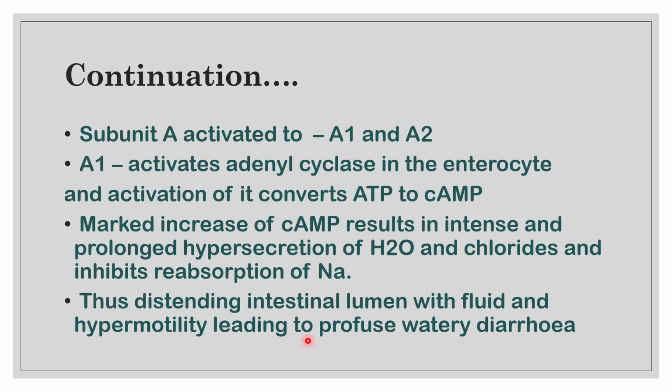So subunit A is again activated to A1 and A2. So A1 again activates adenyl cyclase in the enterocyte, and activation of it converts ATP to cAMP. And as there is marked increase of cAMP, this results in intense and prolonged hypersecretion of H2O and chlorides, and it inhibits reabsorption of Na, thus distending intestinal lumen with fluid and hypermotility, leading to profuse watery diarrhea. So diarrhea is the most important symptom of this bacteria.